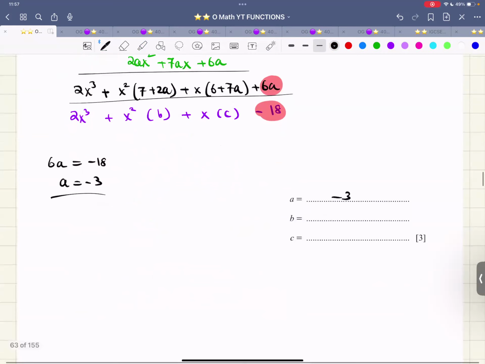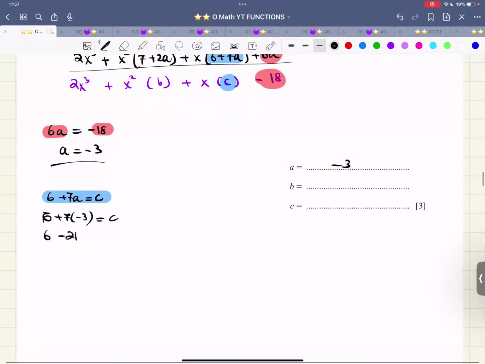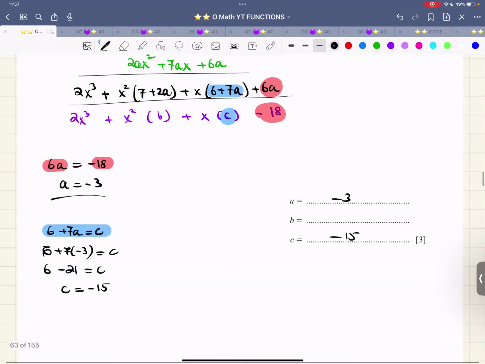The next thing, over here, the blue thing, that is c. Therefore, c is 6 plus 7a. So that is the red one. Now 6 plus 7a equals c. 6 plus 7 into minus 3 equals c. 6 minus 21 equals c. c comes out to be negative 15.